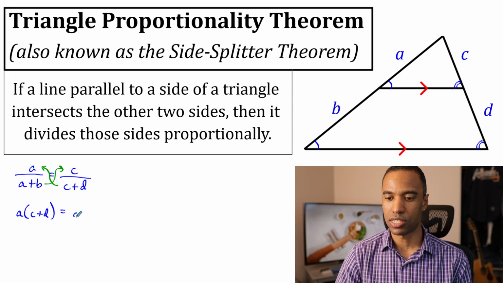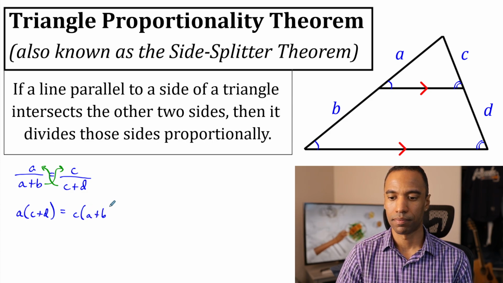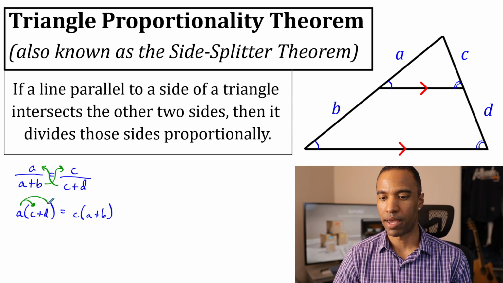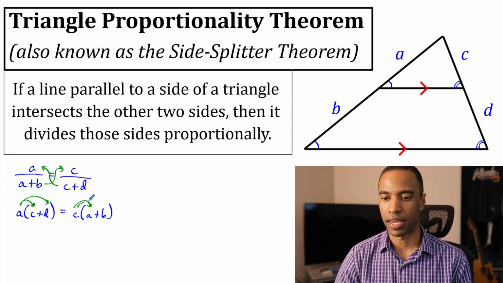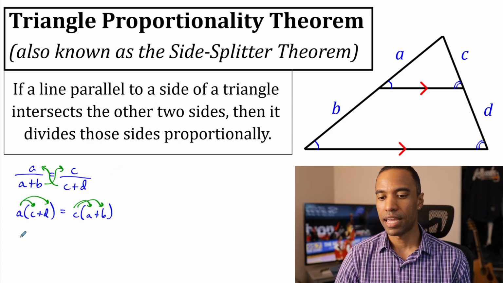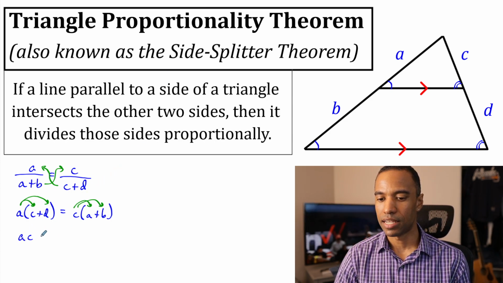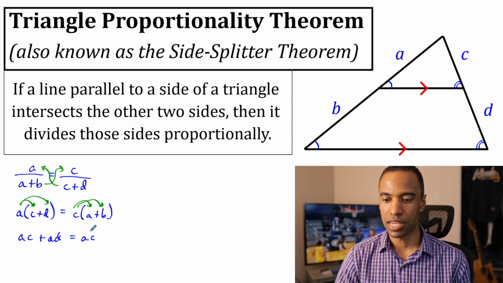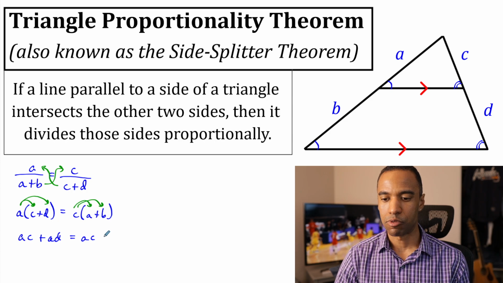And I'm going to multiply C with A plus B. If I distribute this, I'll rewrite everything alphabetically, just to be easier to look for. A times C is AC. A times D is AD. C times A is AC, again, alphabetical. C times B is BC.